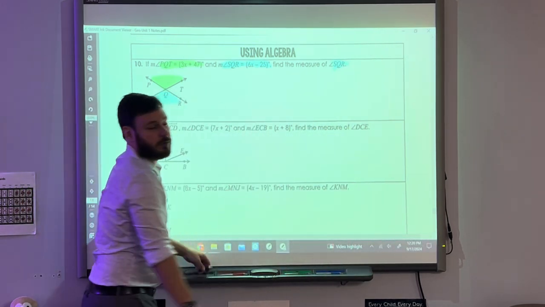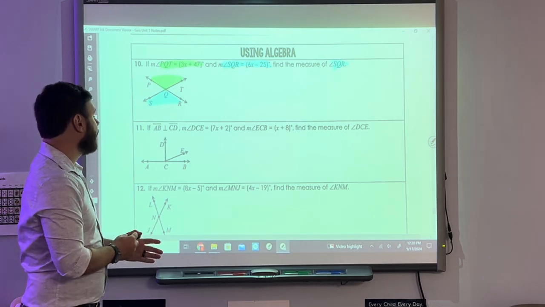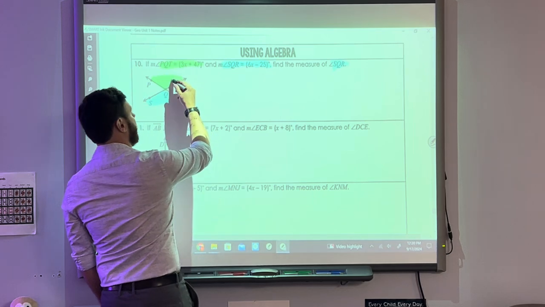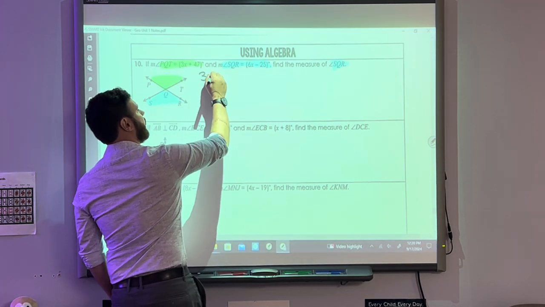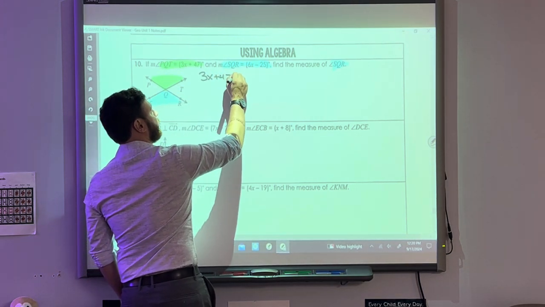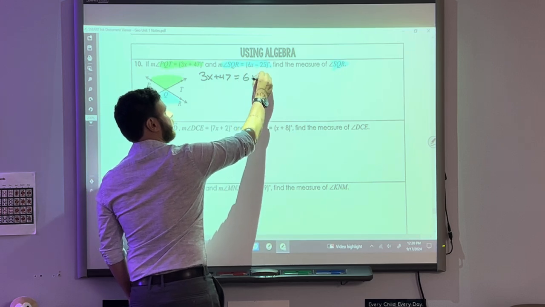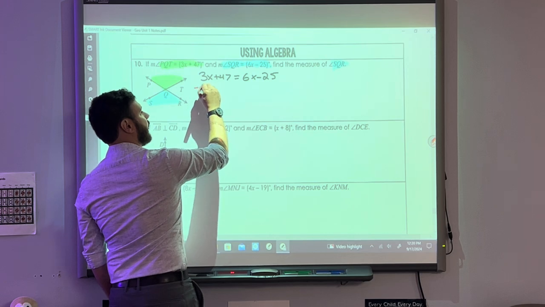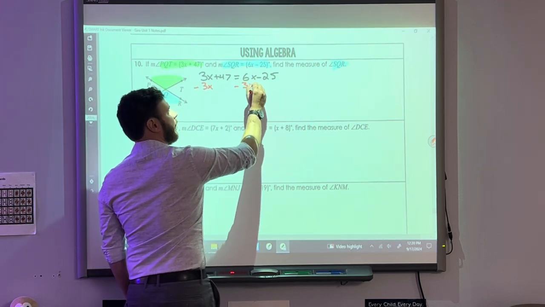Well, first I need to figure out their angle relationship. The green to the blue, it looks to me like they're vertical, top and bottom. So we're gonna have these two things equal to each other, so we'll set them equal. Put the smaller variable first, give something back.